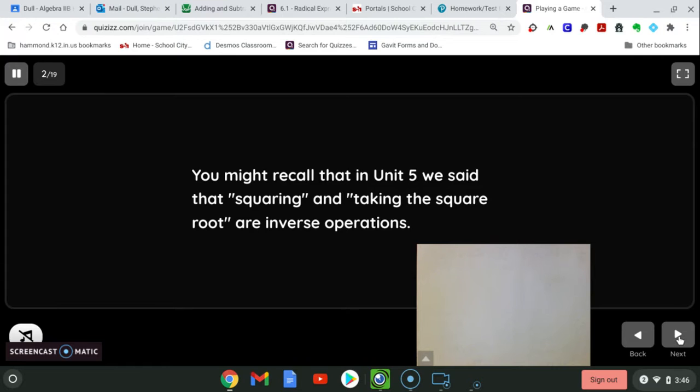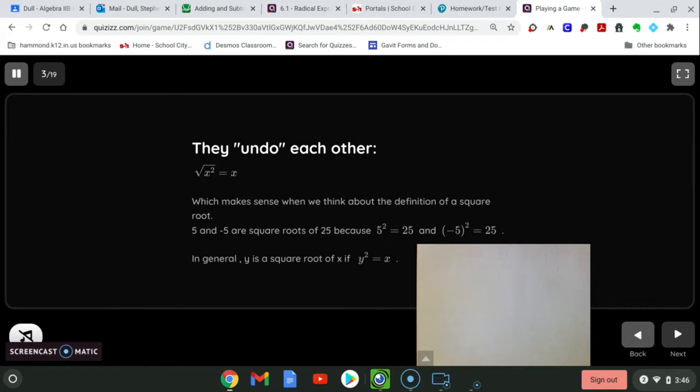So one of the things that we talked about was this idea of squaring and square rooting being inverse operations, that they undo each other. So here on the screen, you can see the square root of x squared is equal to x. When I take the square root of something that's squared, I get the base. And we said if you think about the definition of square root, that makes sense, right? 5 and -5 are square roots of 25 because 5 squared equals 25, right? So y is a square root of x if y squared is equal to x.